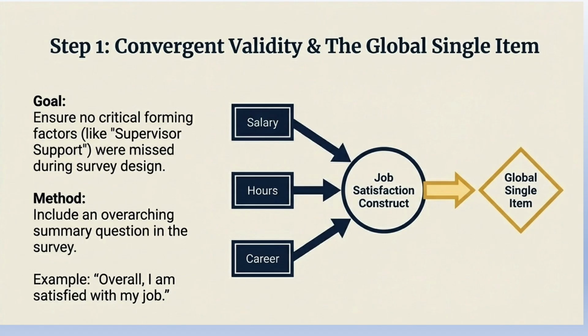And accordingly, you have to include a single item for each formative construct apart from the main items. So, let us say my main items for job satisfaction are that I am satisfied with my salary, my work hours, the career advancement that I am having, the peer support, and my supervisor's support. Now there will be one more item which will say that overall I am satisfied with my job.